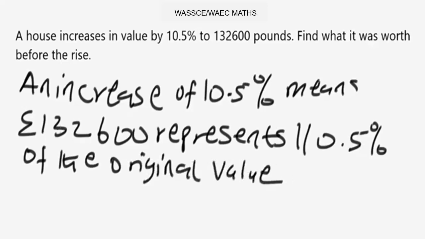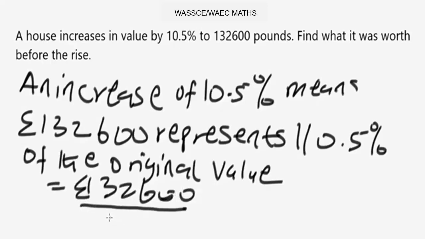value. Now we have known the multiplier of the percentage increase, which is 100. Secondly, you will need to get 1% of the original value. To get 1% of the original value, you divide this 110.5% by this increase in price we have here, which is 132,600 pounds. So 1% of the original value is going to be 132,600 pounds divided by 110.5. Let me punch it on the calculator.